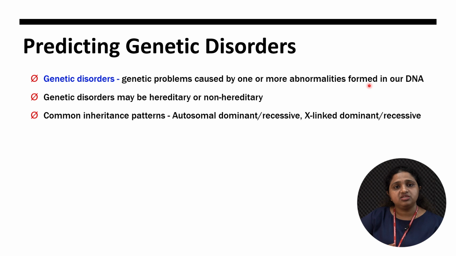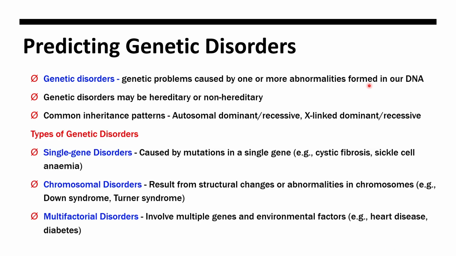So there are different patterns in which these characters pass from one generation to another. The characters may be passed through autosomal chromosomes or through sex chromosomes. Based on that, there are mainly two patterns, autosomal patterns and X-linked patterns. We will discuss these two types of patterns later. For now, let's move on to the different types of genetic disorders. There are mainly three types.